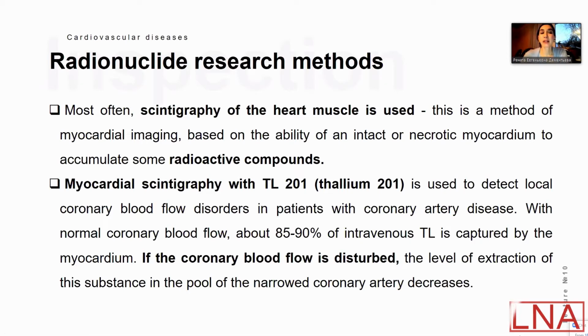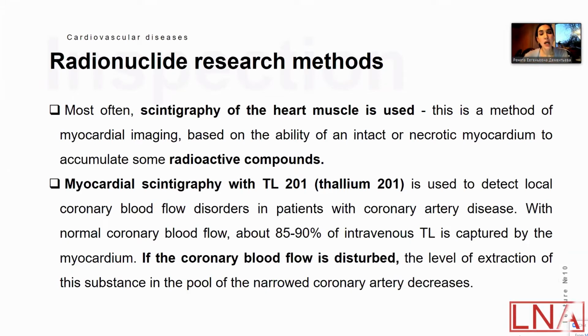The next type of method is the radionuclide research method. More often, scintigraphy of the myocardium, or scintigraphy of the heart muscle, is used. This is a method for myocardial imaging based on the ability of intact or necrotic myocardium to accumulate some radioactive components. After using these components, we can also identify damaged walls and damaged myocardium of the heart.